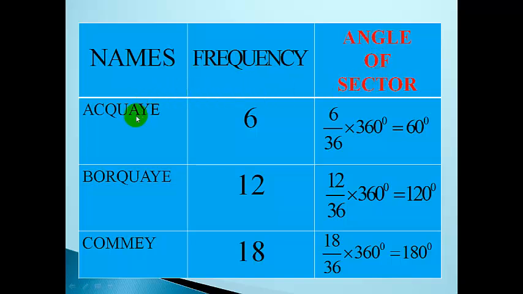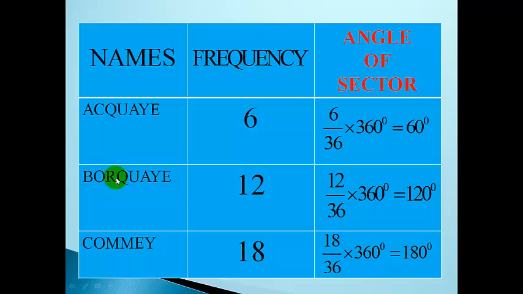Now, considering Akwe, the number of votes cast for Akwe is 6. So if you want to know the angle of sector for Akwe, you have to divide the number of votes for Akwe by the total number of votes times the angle of the circle, that is 360 degrees. So the angle of sector for Akwe will be 6 divided by the total number of votes, that is 36, times the angle of a circle, that is 360, and the answer is 60 degrees. That means that the angle of sector for Akwe equals 60 degrees.